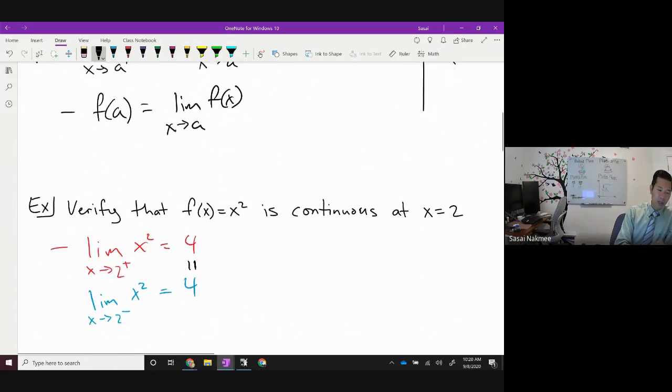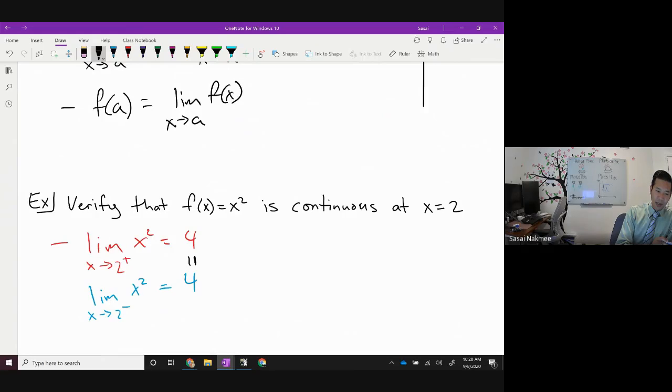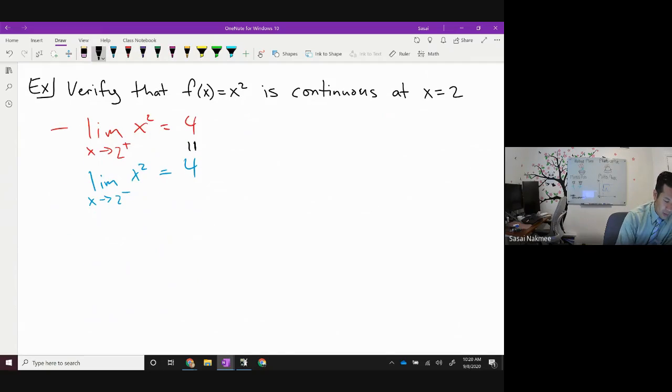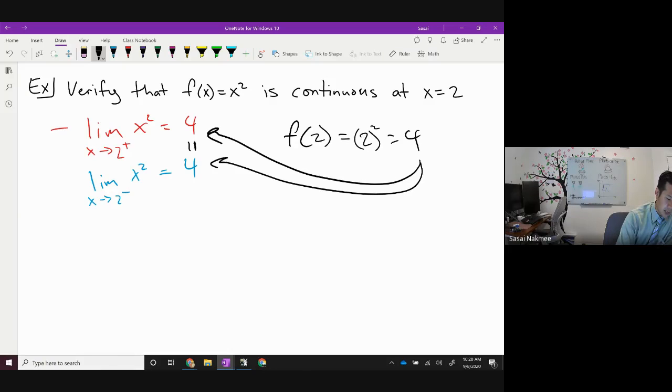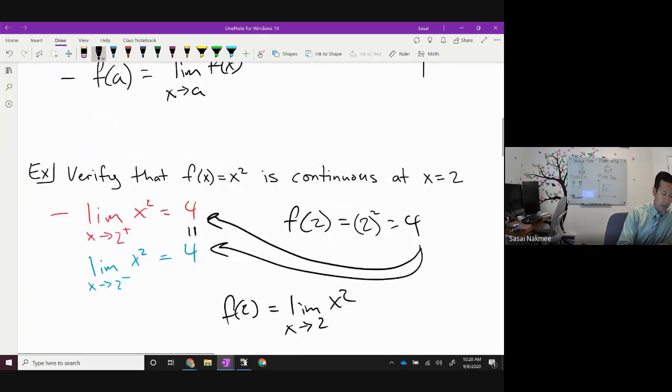Now the last one is the third condition. Does the function exist at that point where the limit is equal to, right? So what is f of 2 in this case? F of 2 is just plugging it into that function. So you have here 2 squared, and that's equal to 4 as well. And you can see that does equal the limit from the left side and the right side. So I can say that f of 2 is equal to the limit as x approaches 2 of x squared. Does that make sense? So I've checked that off now. Now it verifies it at the third point as well.